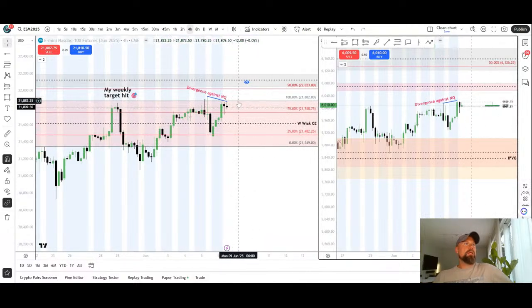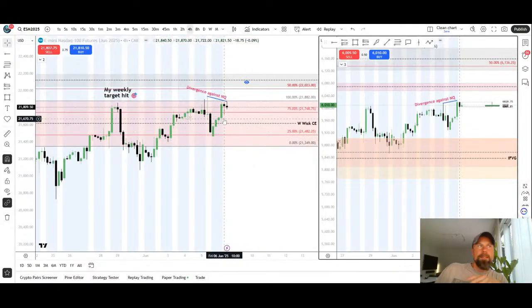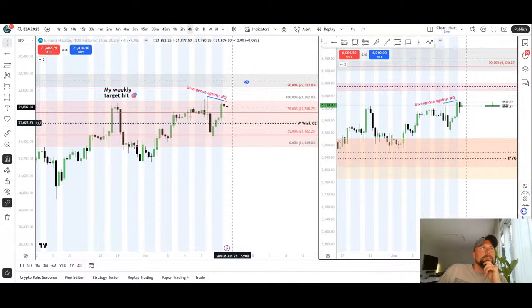So I have outlined this fair value gap in quadrants. We have the low, the high, the middle point, which is the CE level, and we have the 75% level and 25%. And I think either we go to our target, or otherwise we will consolidate here inside of this fair value gap.